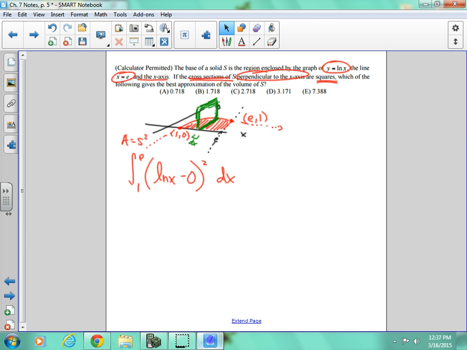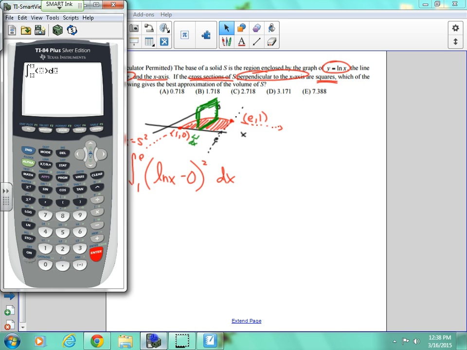Do we got it? Don't forget the squared or else you're going to have some issues. So then when we go ahead and plug in, we have from 1 to e.